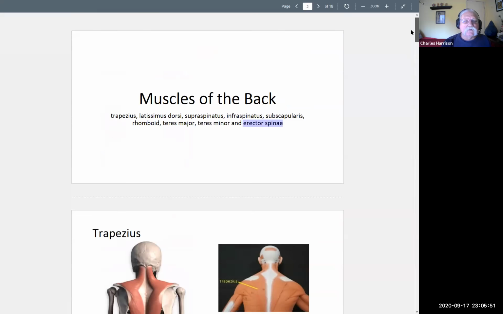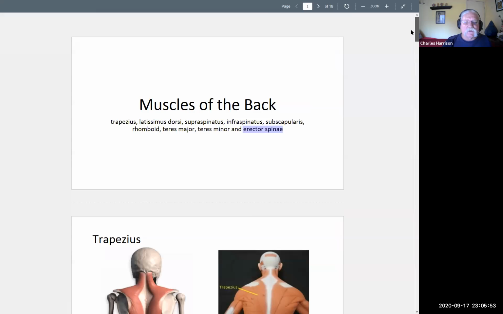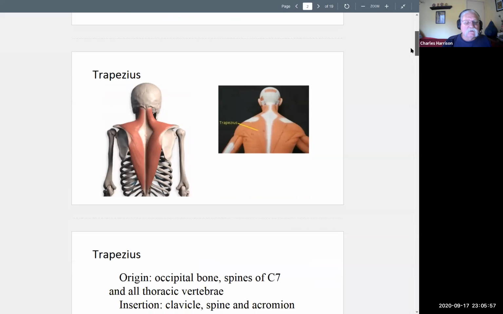Okay, you can see that this was done on PowerPoint. When I run it on my computer, because I can save it, and you can save it too, it will actually have motion. Not much, but enough. Here's our trapezius. Okay, spinal trapezius, acromial clavicle trapezius. You only need to know the term trapezius.